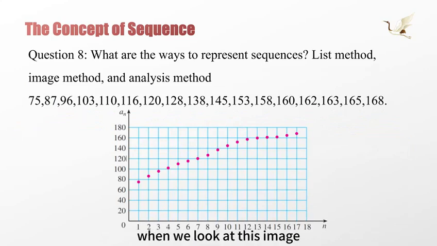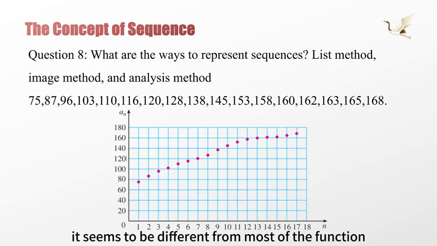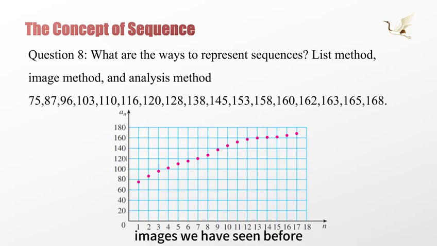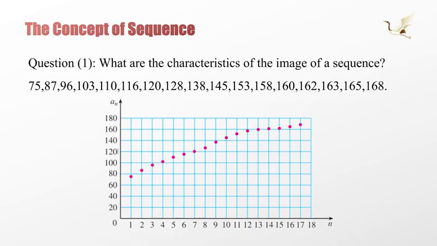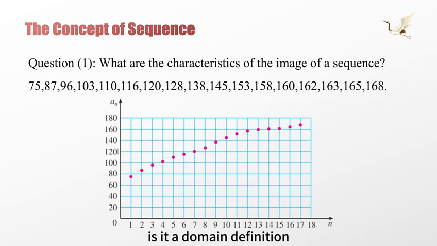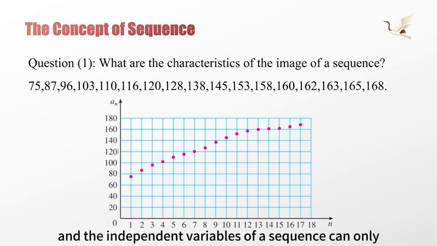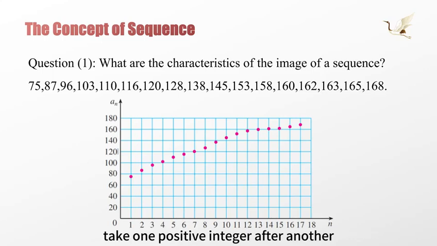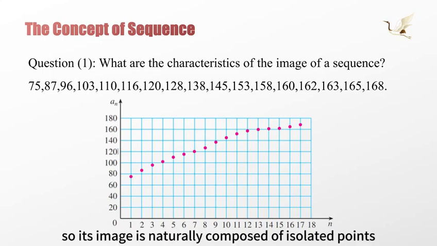When we look at this image, it seems to be different from most of the function images we have seen before. It is broken points instead of continuous. What is the root cause of this phenomenon? Is it the domain definition? Most of the independent variables in the functions we learned before change continuously, and the independent variable of a sequence can only take one positive integer after another, so its image is naturally composed of isolated points.